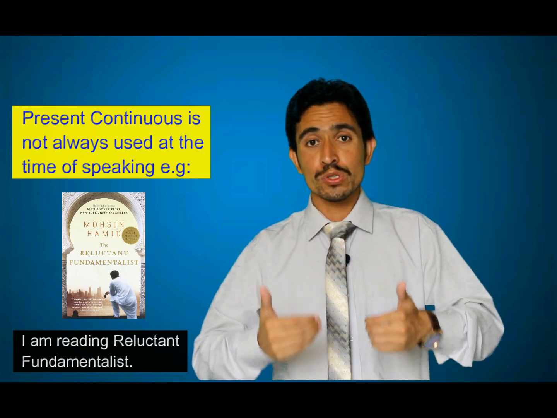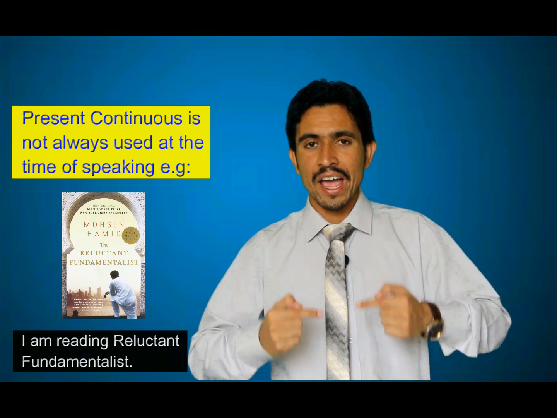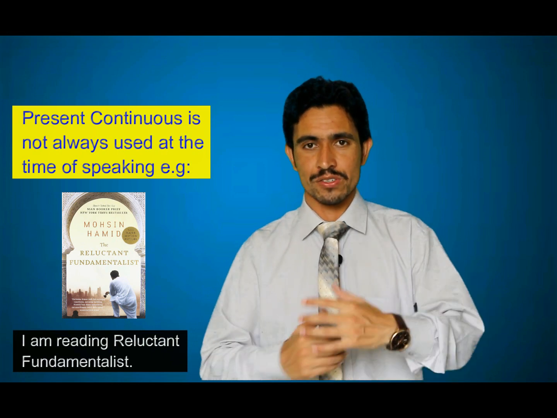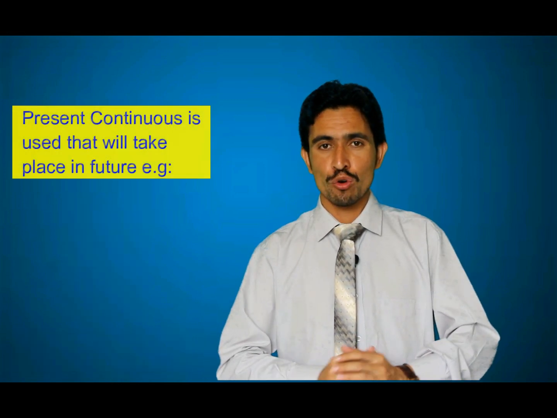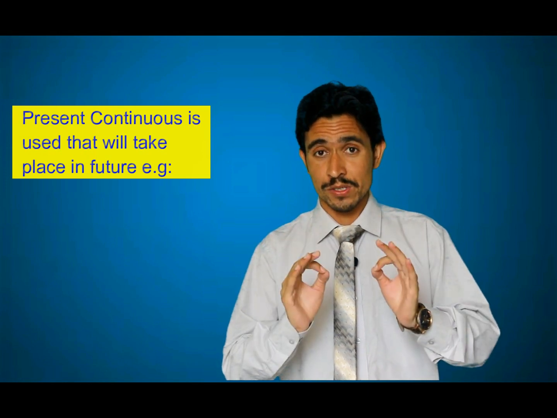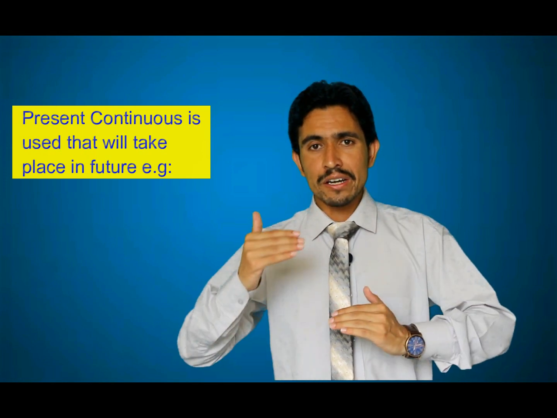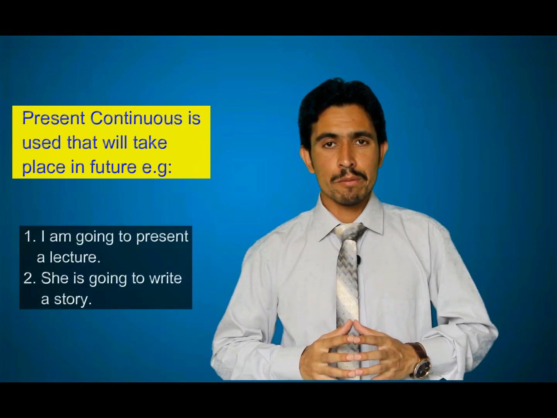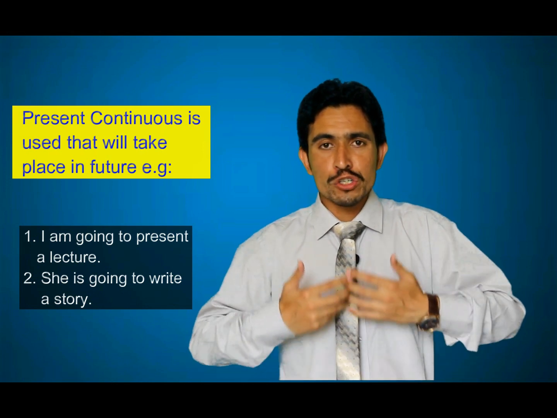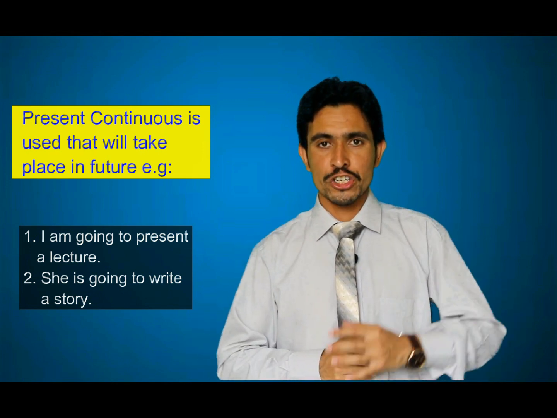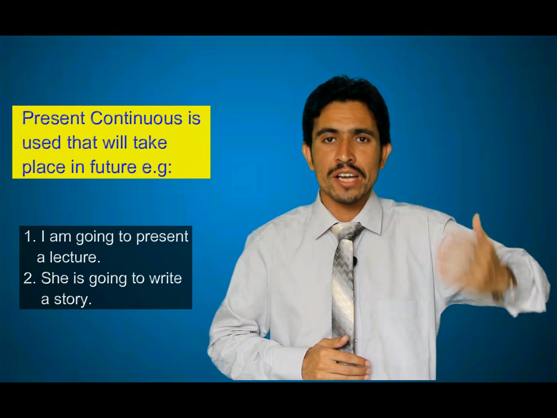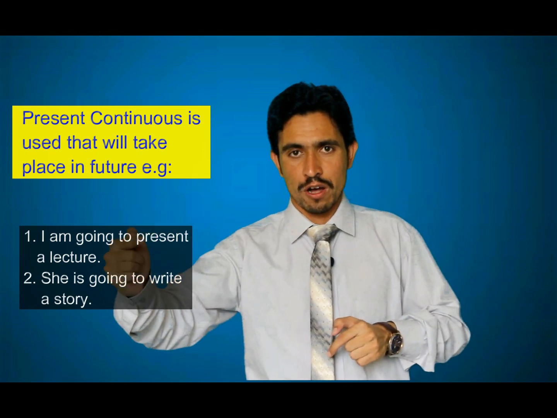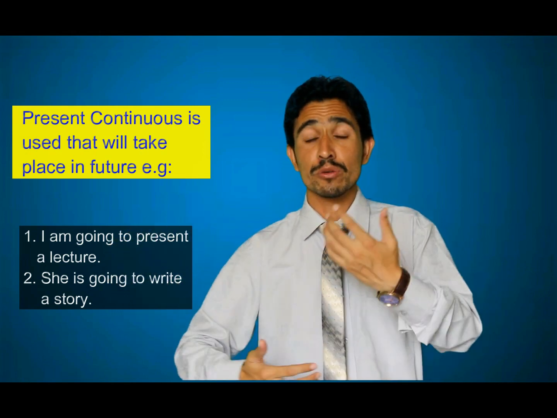So we can also use this tense for an action that is not actually taking place in the present. And the third one is, we use present continuous tense for an action that will take place in the future, in the near future. For example, I am going to present a lecture. She is going to write a story. So this is a plan for the near future. Therefore, we use present continuous tense.